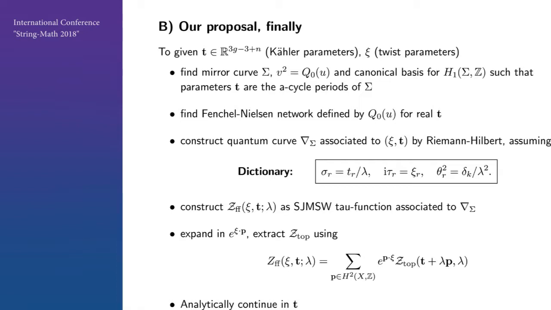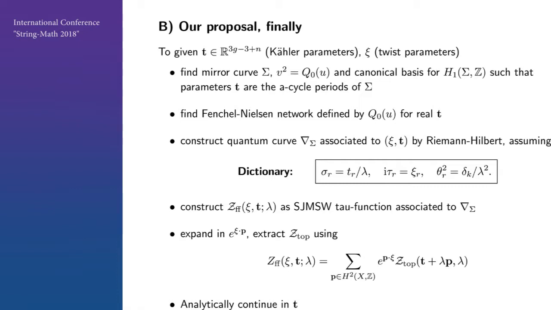Well, okay, then the next step is standard. We construct the free fermion partition function as the tau function associated to the quantum curve. And then all we got to do is to expand in e to the zeta dot p in order to extract the topological string partition function. But of course, it's very important that here we're very precise about knowing what the zeta is. We could, for example, think of redefinitions of zeta that could often be absorbed into a redefinition of Z top, and then it wouldn't give the right result. So we have to be very precise about that.